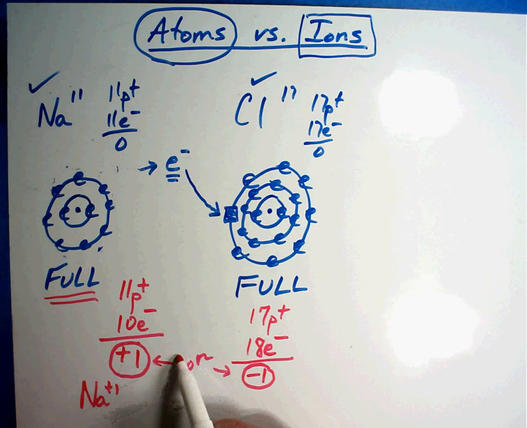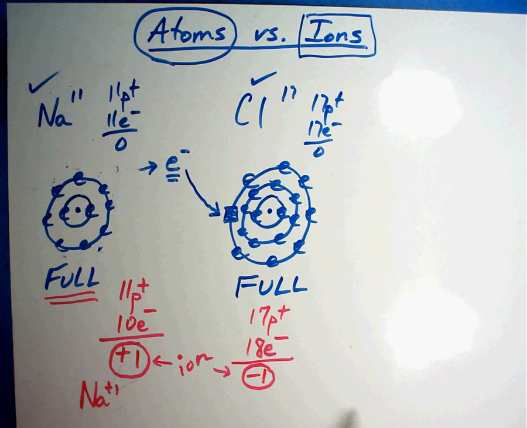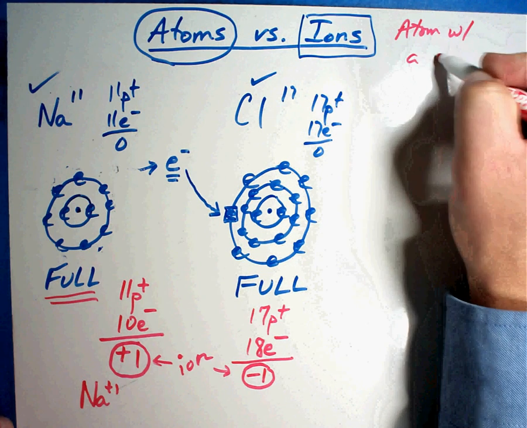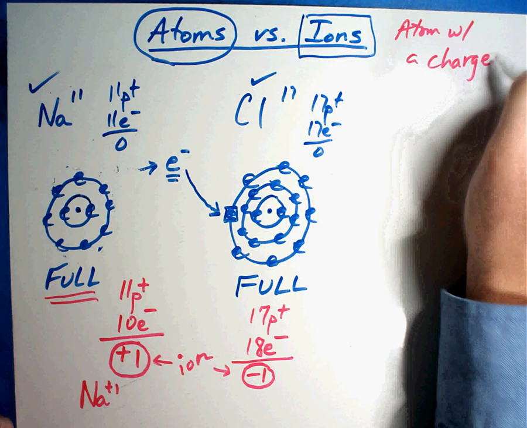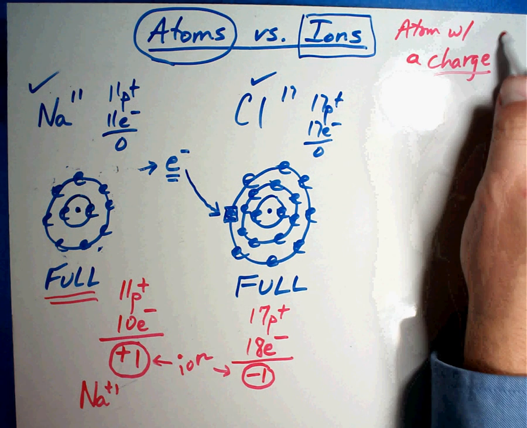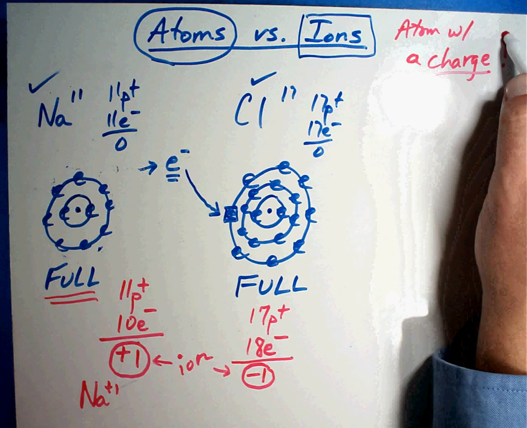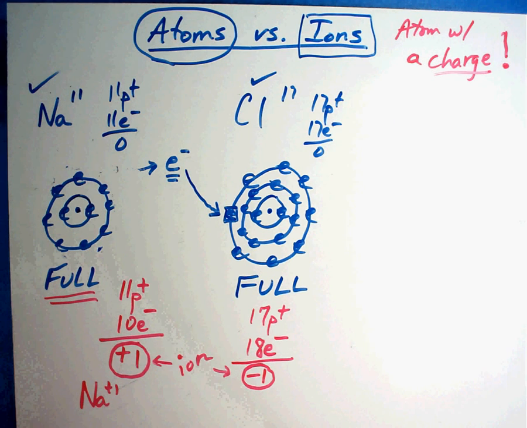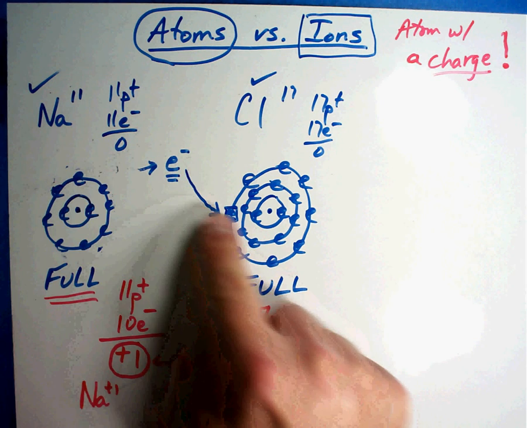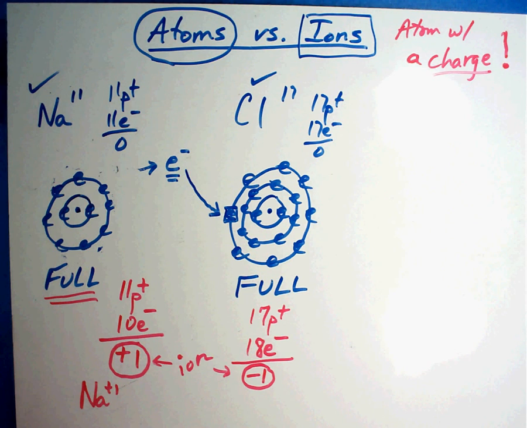This is what is called an ion. I'm about to give you a definition, so make sure you write this down. An ion is an atom with a charge. An atom with a charge. Why did he now have a charge? Because he was trying to be full. And when he's trying to be full, he chooses to move electrons. He either throws away electrons or gains electrons to be full, whichever is easiest.